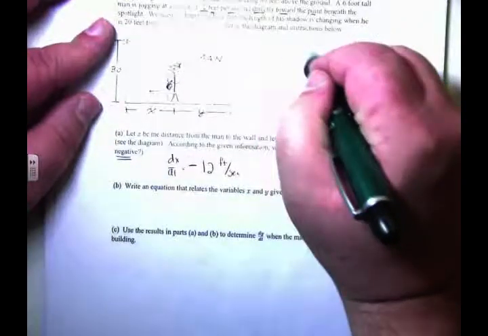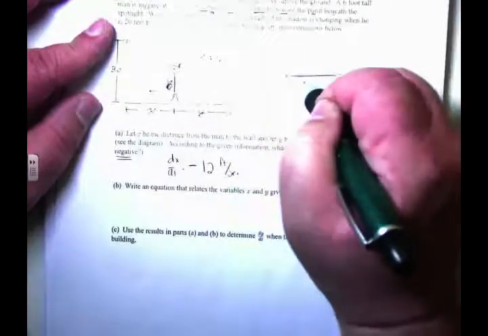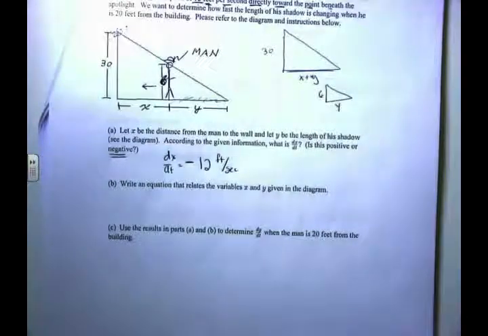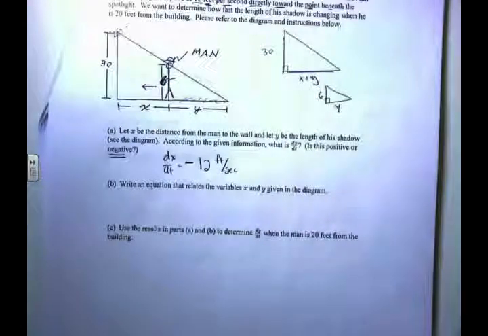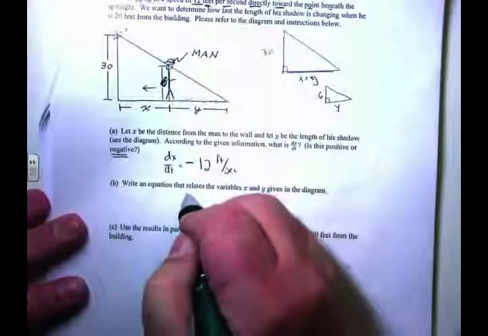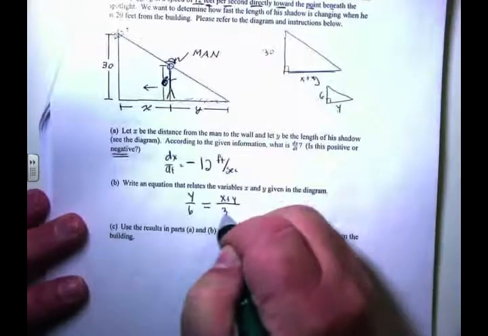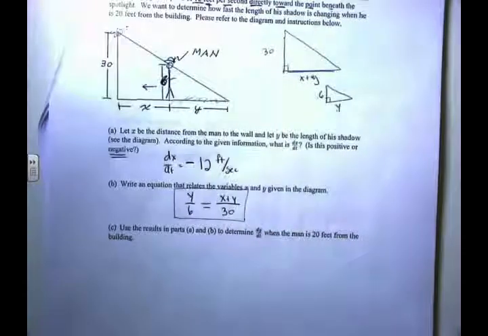And I see the big picture, which is right here, which is 30. And what is this total distance down here? X plus y. So in terms of your relationship, what you should see is that these are similar triangles, and the ratio of sides of similar triangles are equal. Welcome to geometry, high school, 10th grade stuff. Which is this: y is to 6, y over 6 equals x plus y over 30. This is what we wanted. Write an equation that relates the variables together, and it's from the similar triangles.